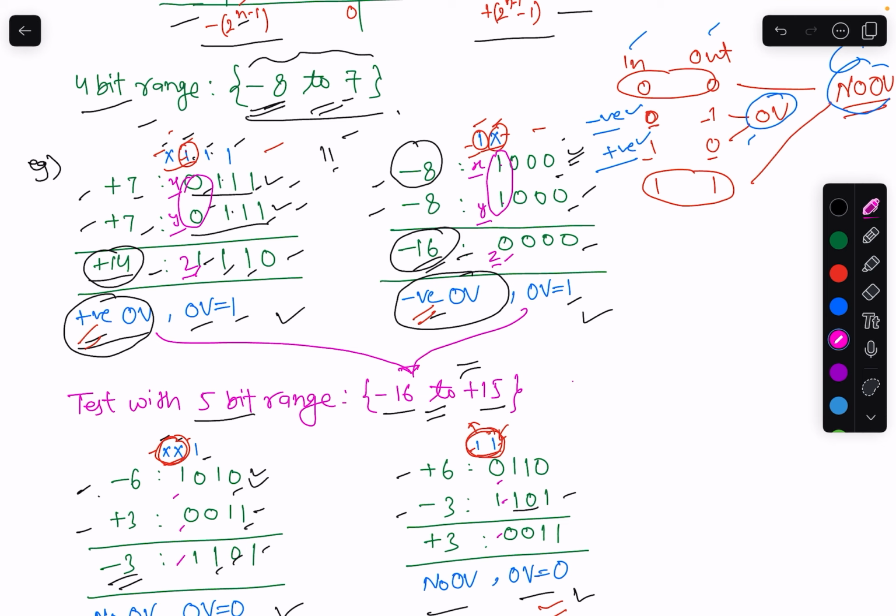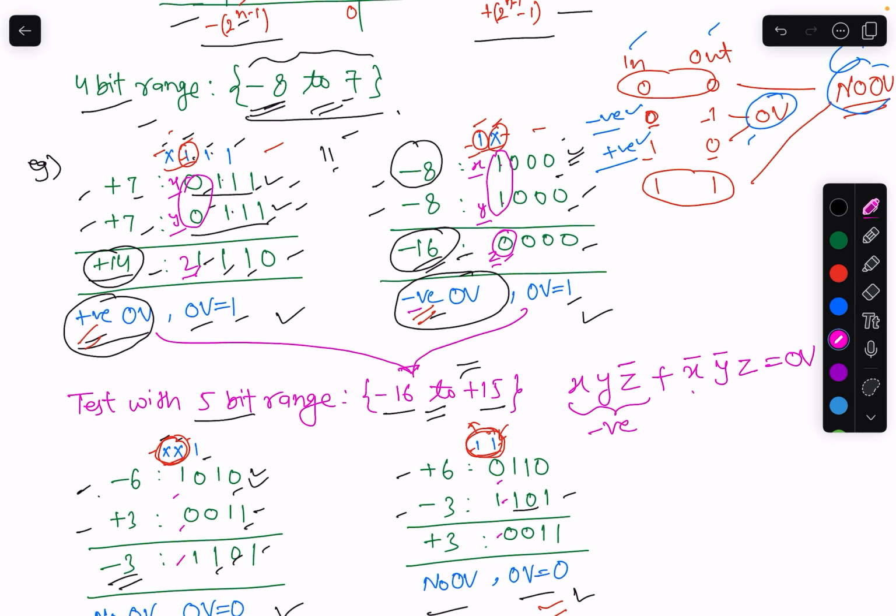So we can write this as an expression, right? If x is 1, y is 1, and z is 0, that is z bar, or if x is 0, that is x bar, and y is 0, that is y bar, and z is 1, then there is overflow. And now how can we find if there is negative overflow or positive overflow? So if z is 0, then this is negative overflow. So here z bar means z is 0, so this is negative overflow.